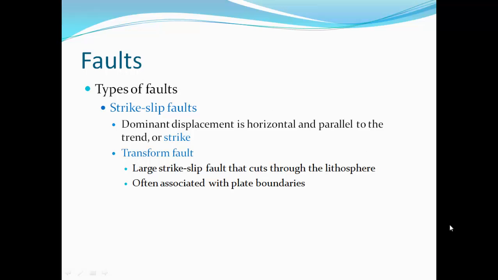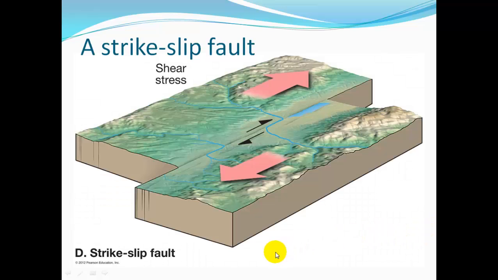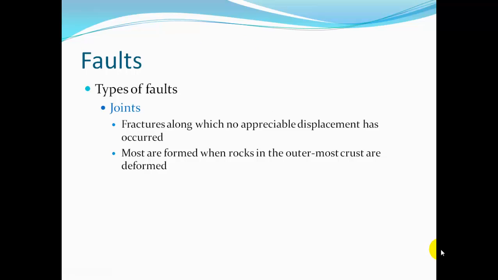We also have strike-slip faults. The dominant displacement is horizontal and parallel to the trend or the strike. A transform fault is one of these. It's a large strike-slip fault that cuts through the lithosphere, often associated with plate boundaries, kind of like the San Andreas fault system. So with strike-slip, we have shear stress, where these plates are trying to move past each other in opposite directions. This side wants to move this way, this side wants to move this way. This is a strike-slip fault.